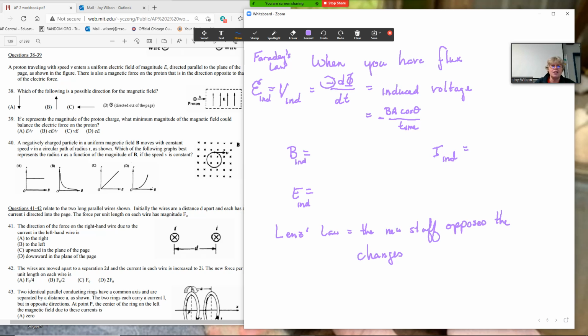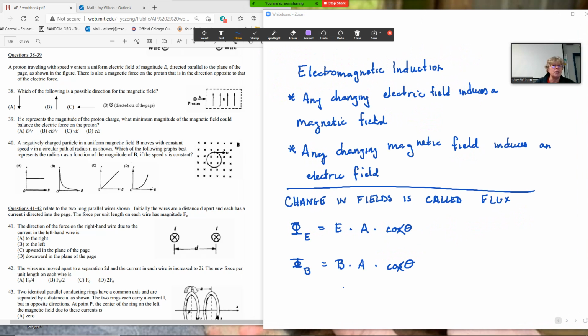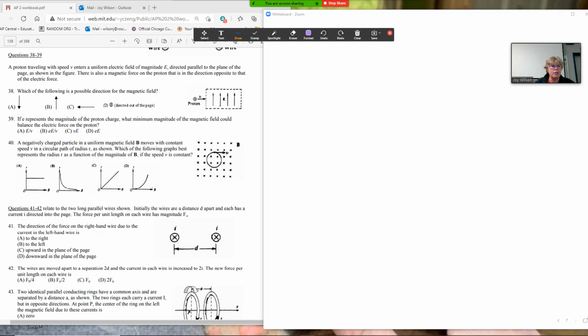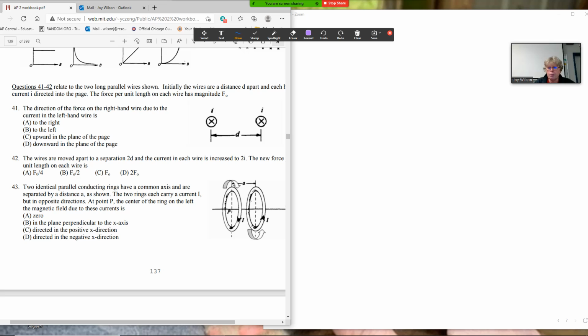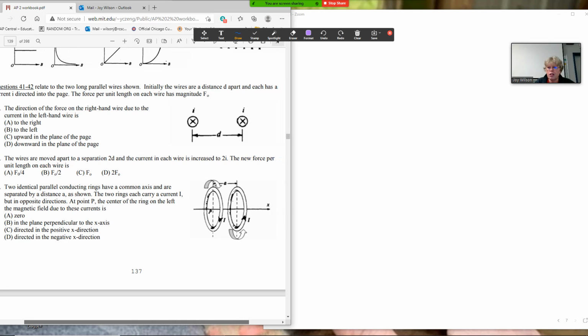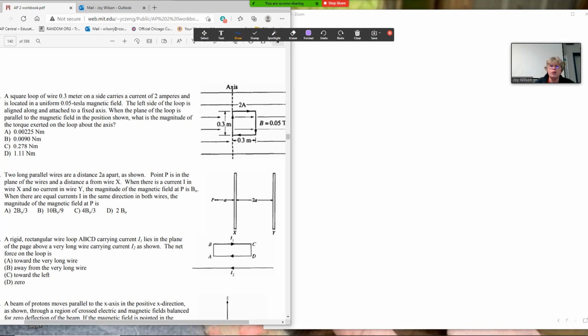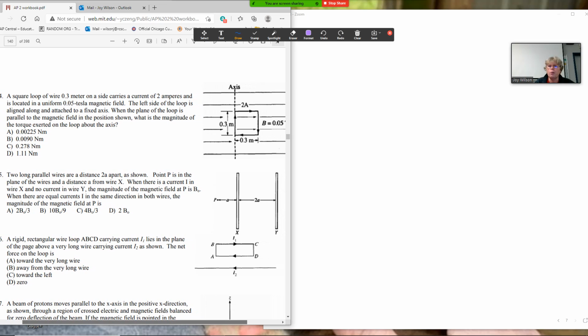So this is just, I'm throwing this at the wall, we're going to see what sticks. It's not terribly difficult. What's difficult is keeping track of all the pieces. That's really what's difficult. So let's look at one over here. I'm going to show you this one. Let's do number 44.